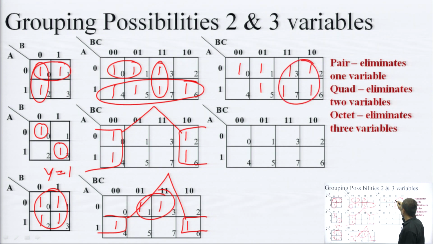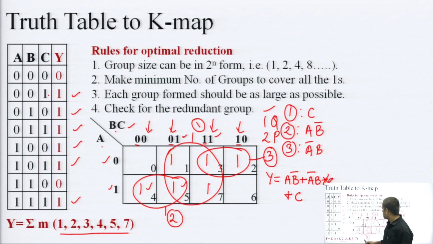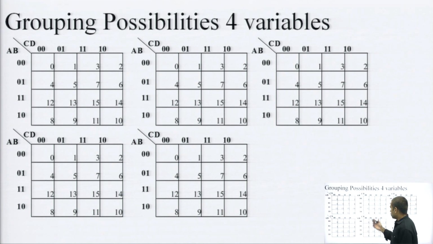So, it will also be a quad, there will be 3 quads. A1 can participate any number of times, keeping in mind this rule: each group formed should be as large as possible. There is no restriction that A1 can participate in only 1 group or 2 groups, A1 can participate in any number of groups to make the group as large as possible. So, these are the grouping possibilities for 2 and 3 variables. Similarly, grouping possibilities for 4 variables can be checked.